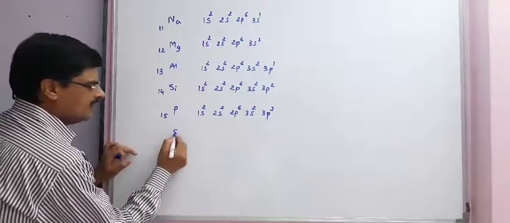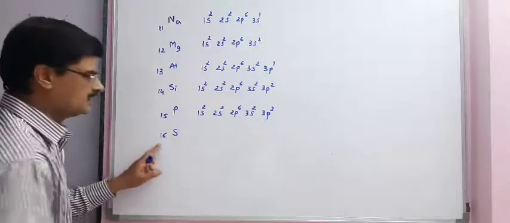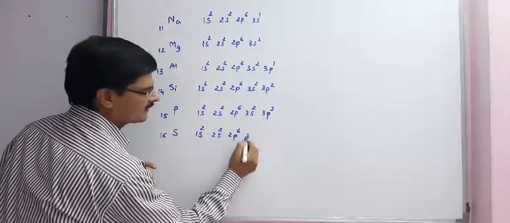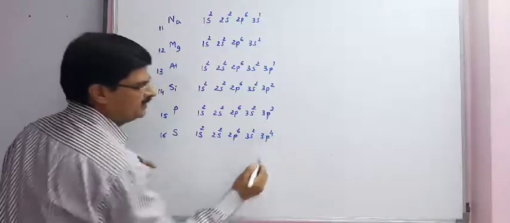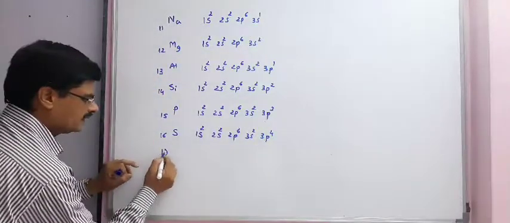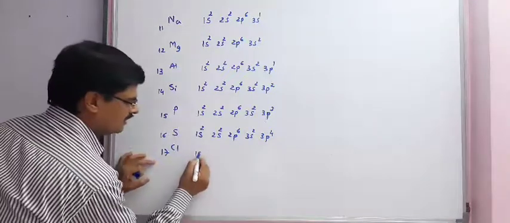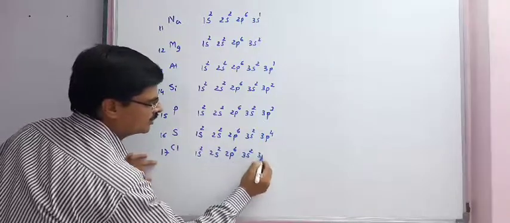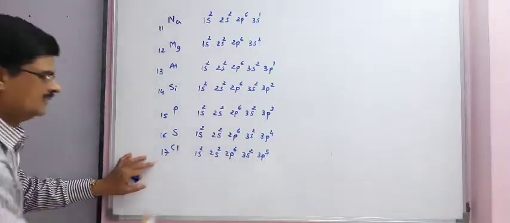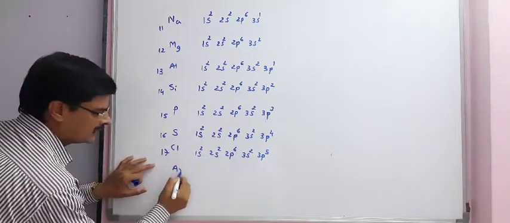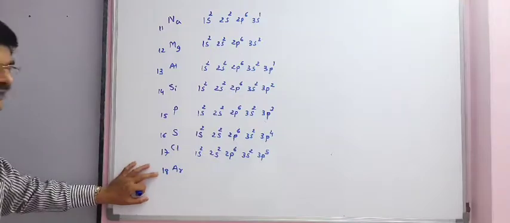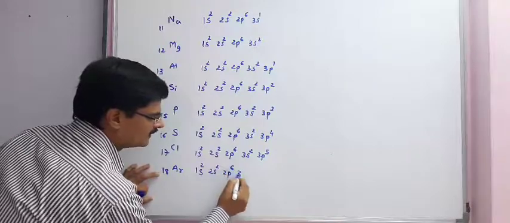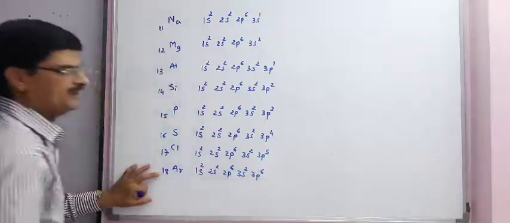After phosphorus, we have sulfur with atomic number 16. Configuration is 1s2, 2s2, 2p6, 3s2 and 3p4. After this, 17 number is of chlorine, 1s2, 2s2, 2p6, 3s2 and 3p5. After chlorine, we have argon. Atomic number is 18. We can write configuration 1s2, 2s2, 2p6, 3s2 and 3p6.